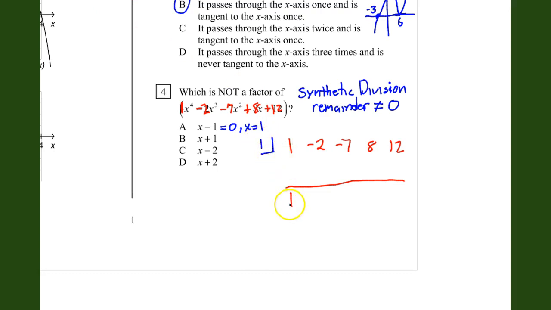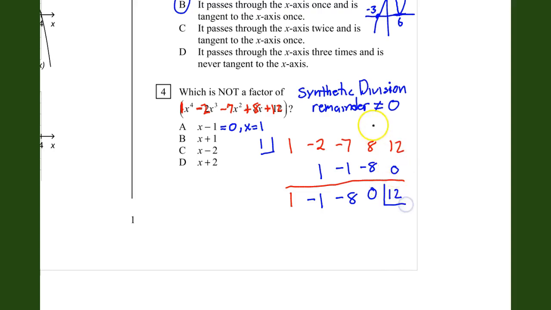So 1 times 1 is just 1, and then add it up. -2 plus 1 is -1. 1 times -1 is -1. So we add these up, we get -8. And we have 1 times -8 is -8. Add those up, you get 0. And then 1 times 0 is 0. Add those up, and we get 12.